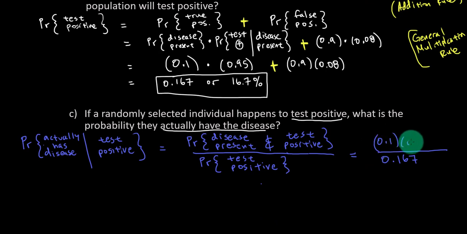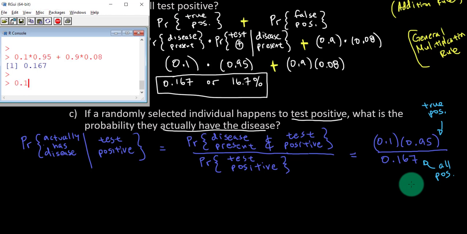0.1 times 0.95. That is the true positive. True positive out of all positives. We are isolating the true positive out of all positives. I'm going to open up R again to help me with this calculation.